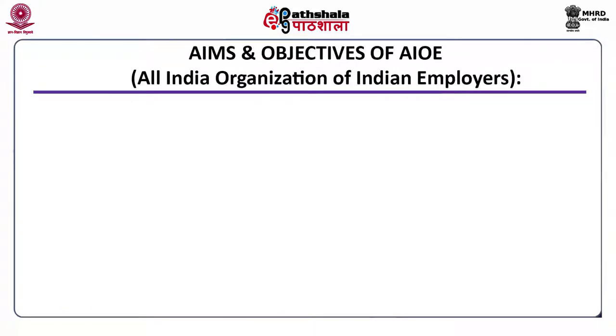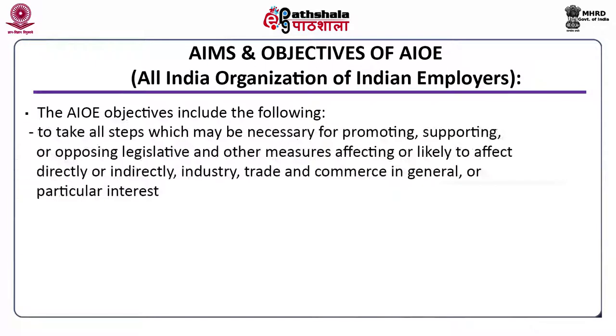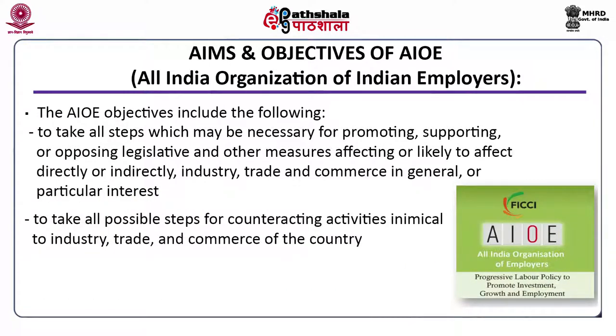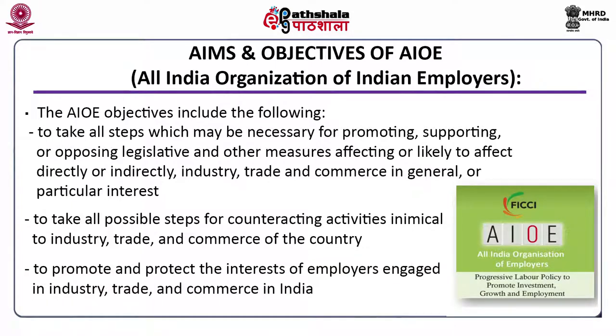What are the aims and objectives of the All India Organization of Indian Employers? The objectives include to take all steps which may be necessary for promoting, supporting or opposing legislative and other measures affecting or likely to affect directly or indirectly industry, trade and commerce in general or particular interest; to take all possible steps for counteracting activities inimical to industry, trade and commerce of the country; and to promote and protect the interest of the employers engaged in industry, trade and commerce in India.